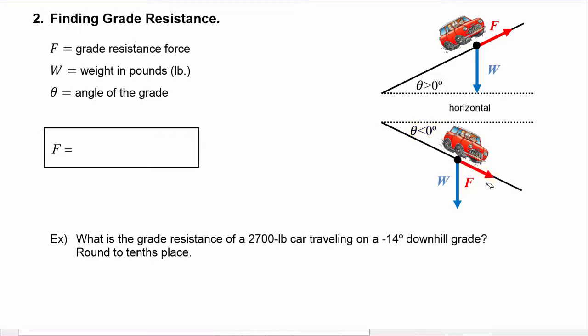Now, the grade resistance force is given by the equation F is equal to W sine theta. And we're going to use that equation now to solve a couple of example problems.